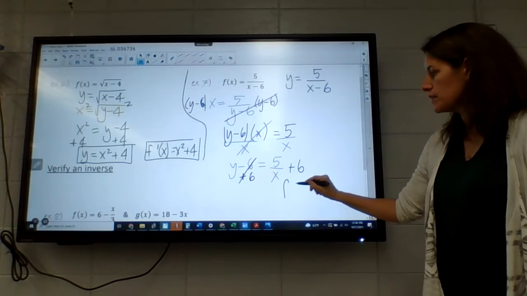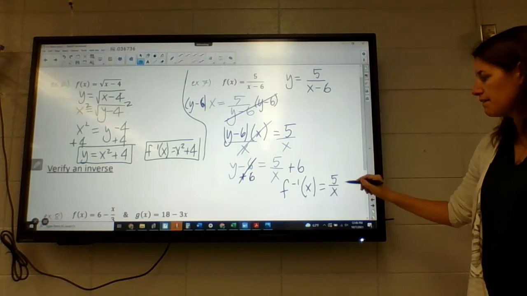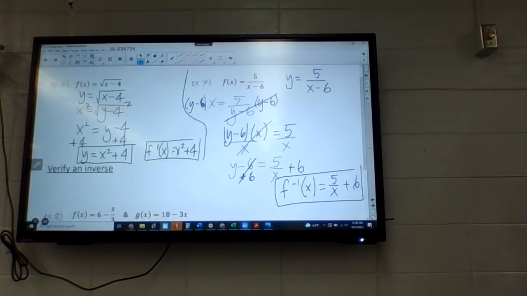So our inverse is 5 over x, and then plus 6. So that's the complete mathematical opposite of that.